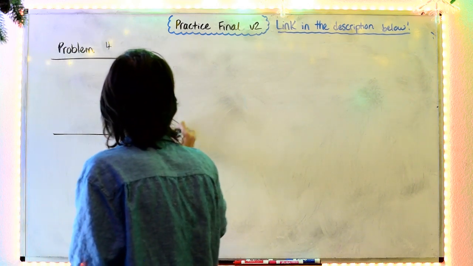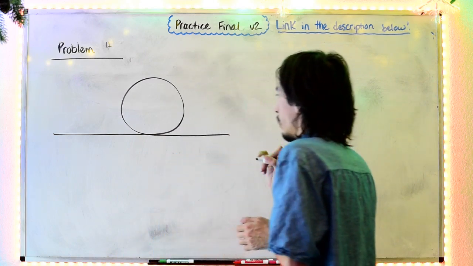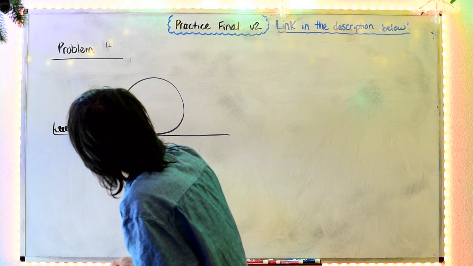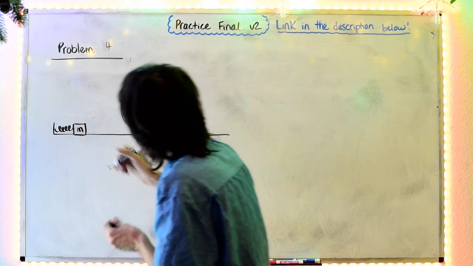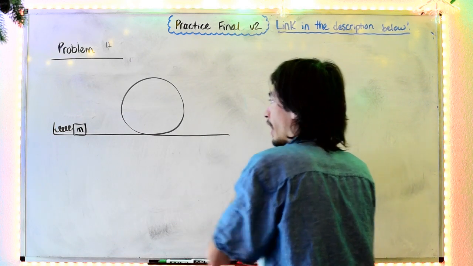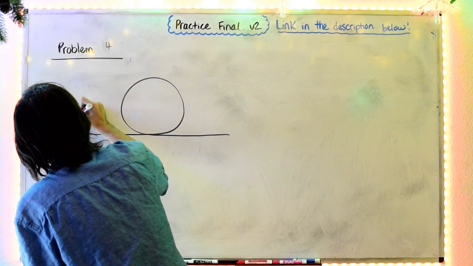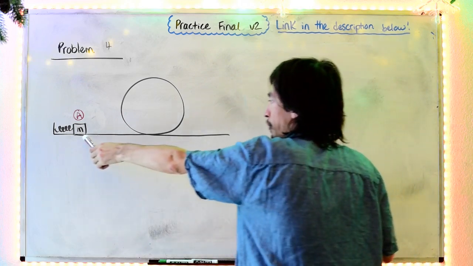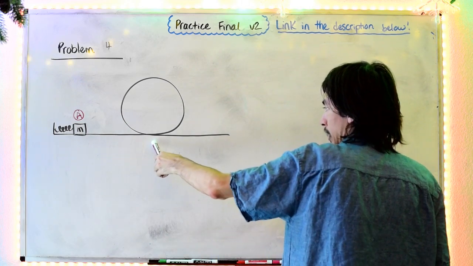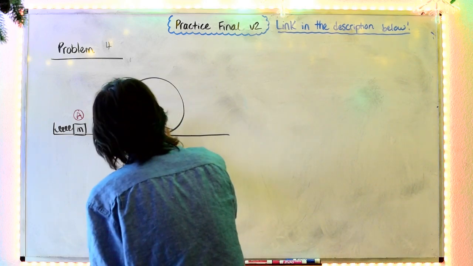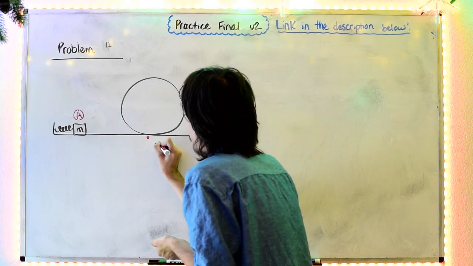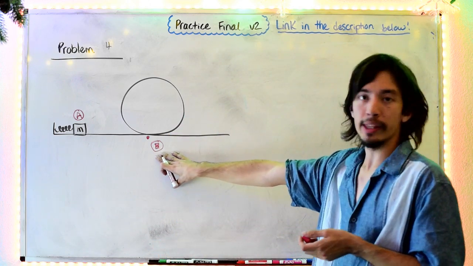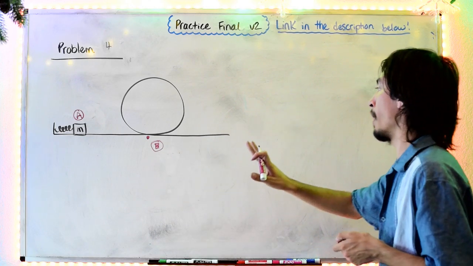I'll replicate the picture really quick here. So there's this point right here where we start, and I'm going to label that initial point as point A. Then I'm going to go 50 meters out. I'm going to reach this point at the bottom of the loop, call that point B. I'm going to find out what the speed at B is first, and we'll go from there.